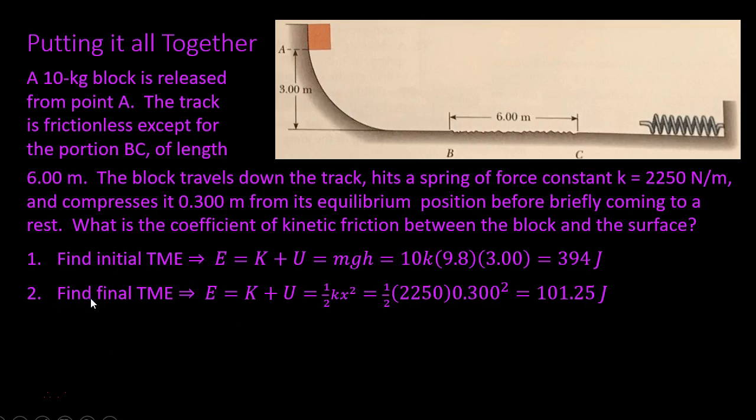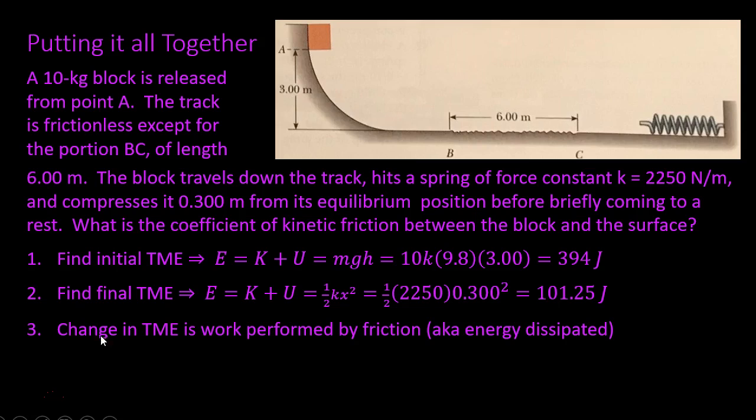Second step, we need to find the final total mechanical energy of the block when it has compressed the spring and has come to a rest. This is our total mechanical energy equation. However, because the block is at a rest, there is no kinetic energy, and because it's at ground level, which is our zero reference point, it has no gravitational potential energy. It only has elastic potential energy. And so the elastic potential energy is 101.25 joules.